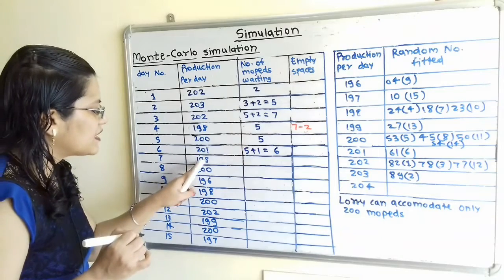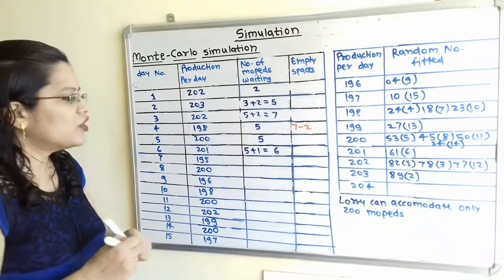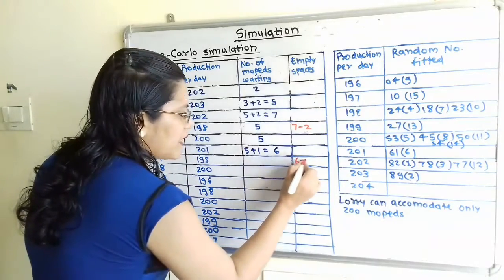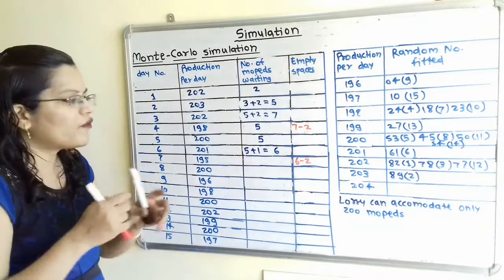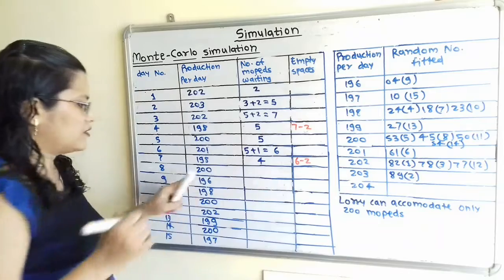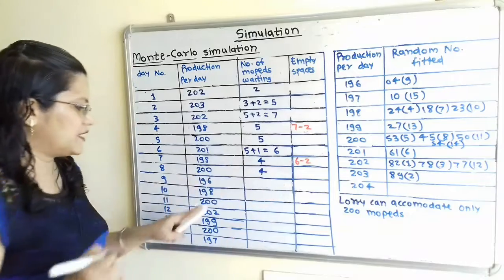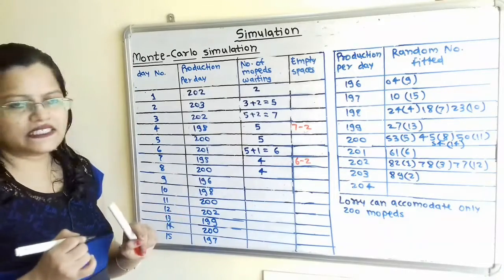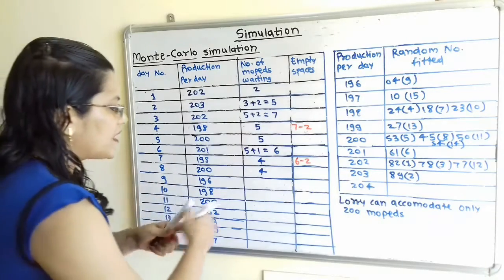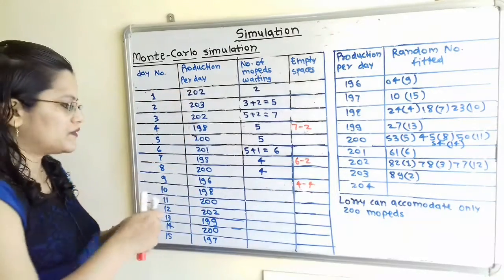Then for the 7th day there are 2 empty spaces. So for these 2 empty spaces, how can we write? The 6 mopeds waiting, so 6 minus 2, and that is equal to 4. So 4 mopeds waiting at the end of the 7th day. So I will write here 4. Then here 200 production and the capacity is 200. So the same number of mopeds waiting. Then here is 196, which means there are a total of 4 spaces available. So I will write here 4 minus 4. That is 0. So here 0 mopeds waiting.